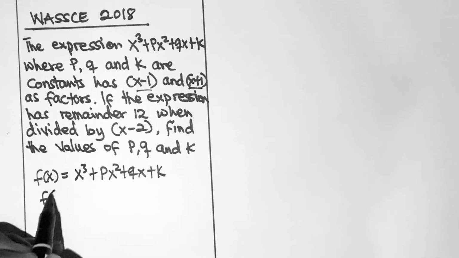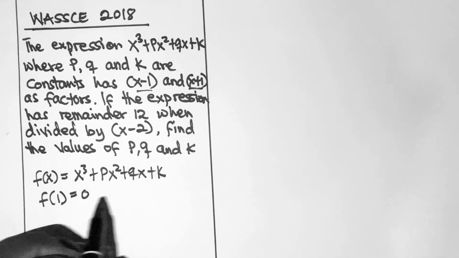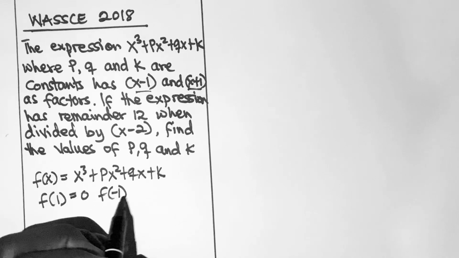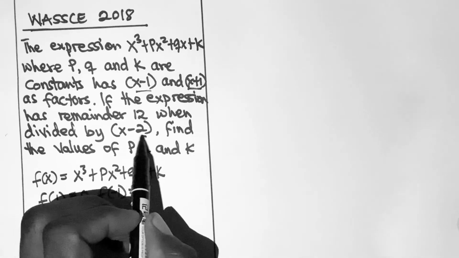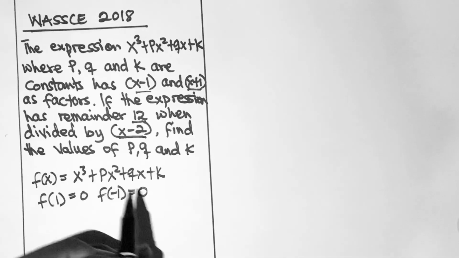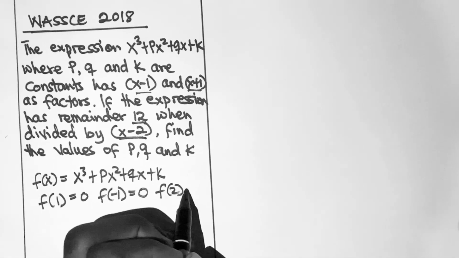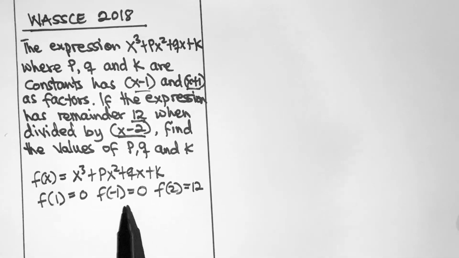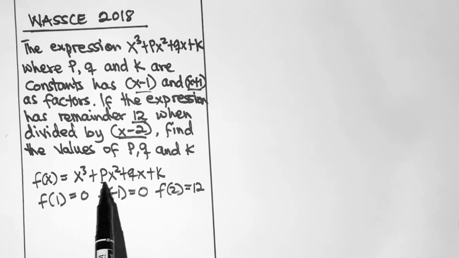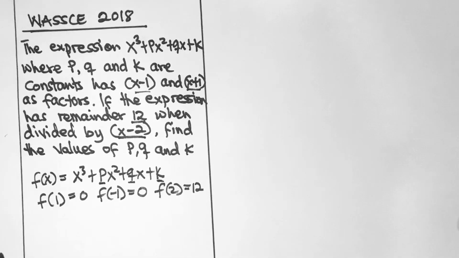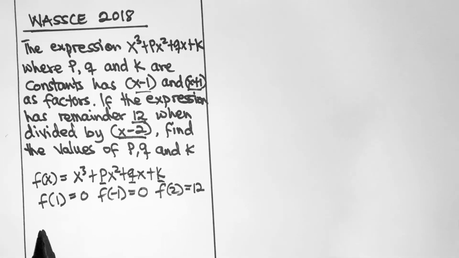So what it means is that f of 1 is equal to 0 and f of minus 1 is also equal to 0. Then he says that if it's divided by x minus 2, the remainder is 12. So it means that f of 2 is equal to 12. So now we can write 3 equations involving 3 unknowns so that we can find p, q, and k. So let's start with f of 1 equals 0.